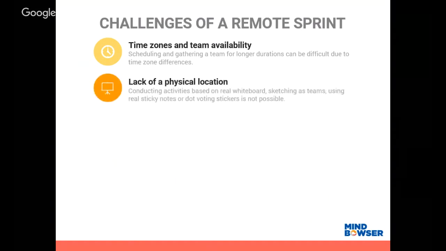Then again, remote sprints lack a physical location. So real face-to-face interaction and activities don't happen the way they should. We really miss the real whiteboards and sketching as teams, or maybe splitting into teams and competing to build something useful, or using real sticky notes or dot voting stickers for critique. Physical things are not possible. So that could be a challenge.